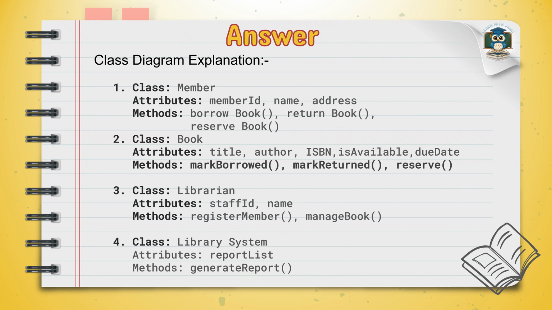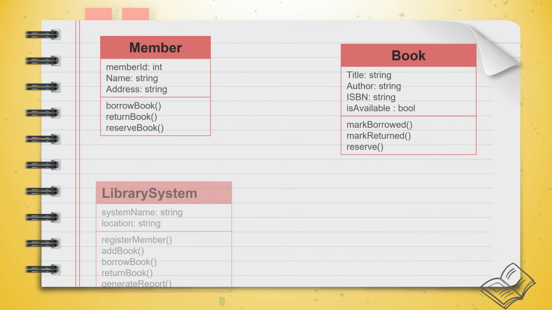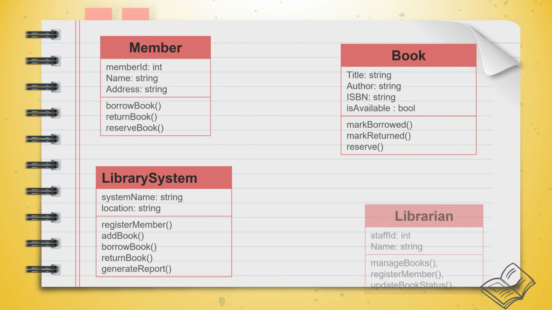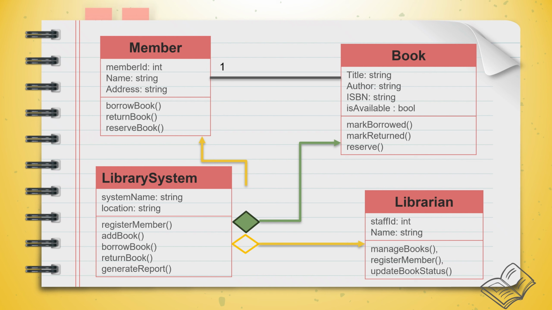The third class is Librarian. Its attributes are staff ID and name. The methods are register member and manage books. And the fourth class is Library System. Its attributes are report list and the method is generate report. So these are the classes we can take according to the scenario. Let's draw the class diagram for the scenario.